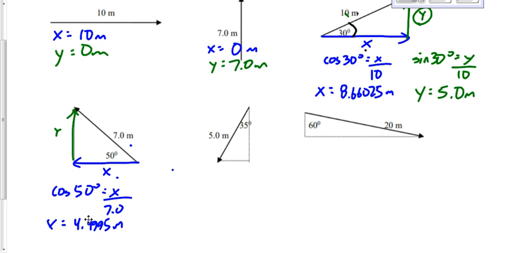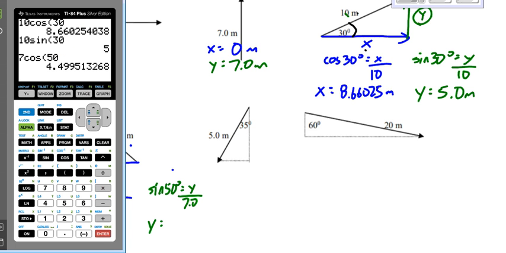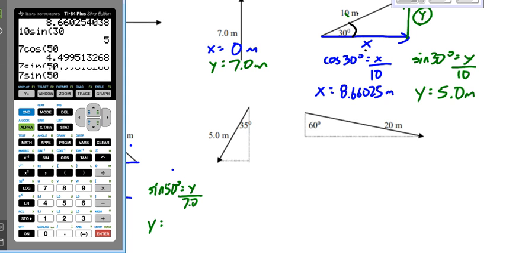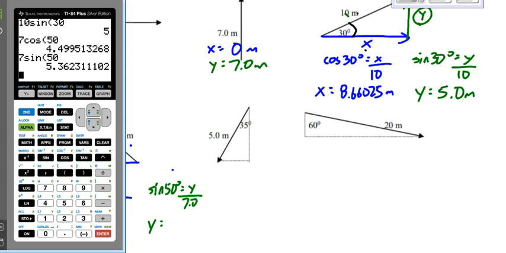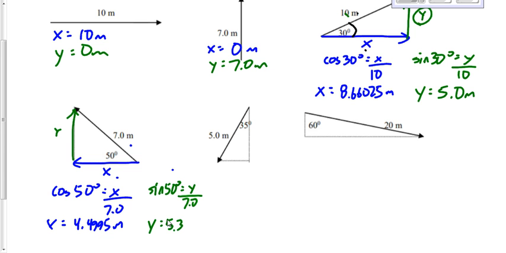Now let's do the y component. Well, the y component, we're looking for the opposite side. That's the one that's not touching the angle. We've got the hypotenuse. Say sine 50 degrees is equal to opposite over hypotenuse. This time it's 7 sine 50. 5.3623. Kind of making sense? A little?